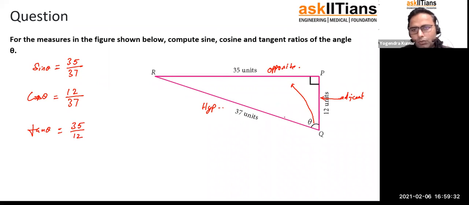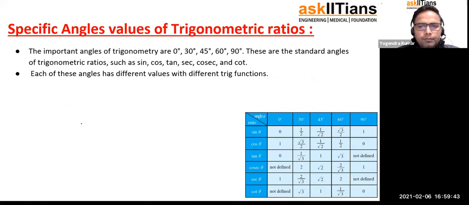This is what we do. You need to look at it like this: the side opposite to the angle is the opposite side. So this is how you're going to apply it, and this is how we need to do it.